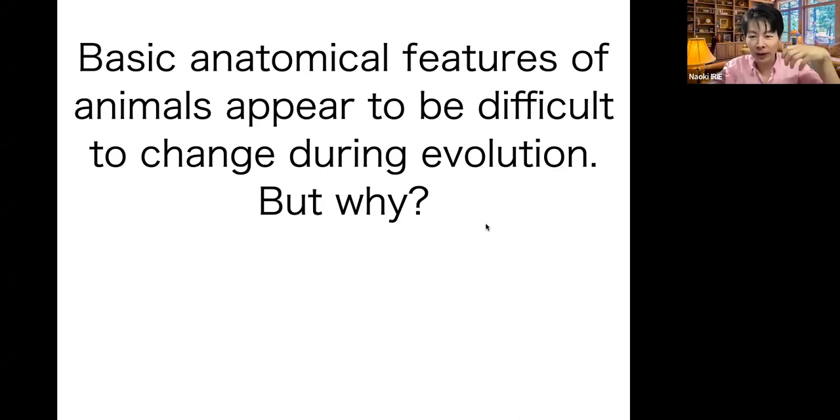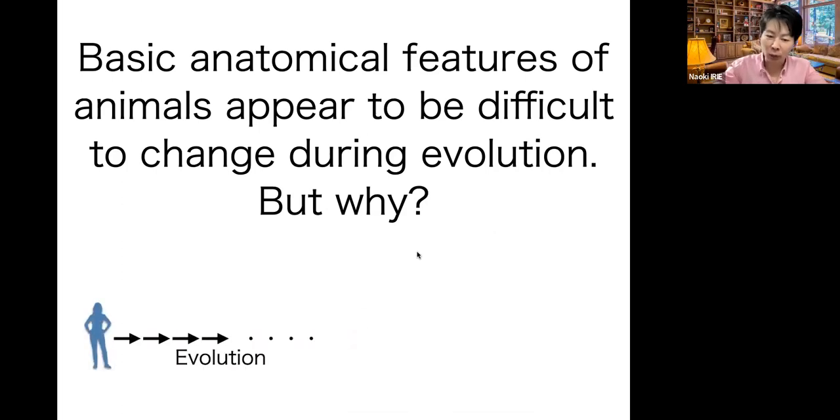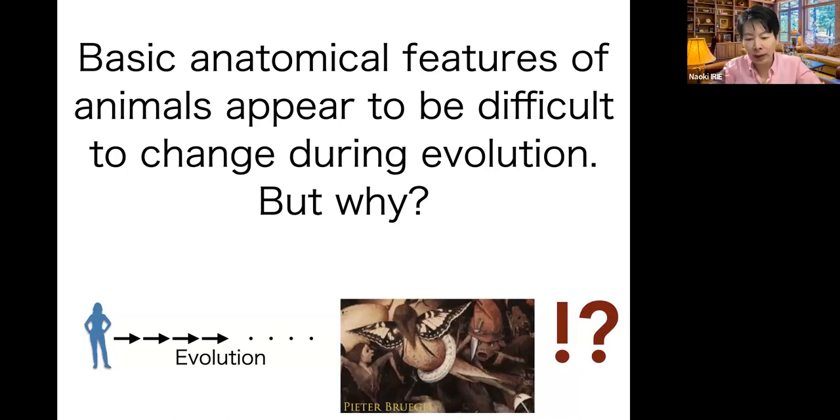So basic anatomical features of animals appear to be difficult to change during evolution, but I was wondering why. For example, it's just a hypothetical organism, but we feel this kind of organism may have less chance to evolve from human beings in the future, even if we spend billions of years. This is probably because we already know that anatomical changes are rare during evolution. But this is only our assumption, and I wanted to make it more quantitative.